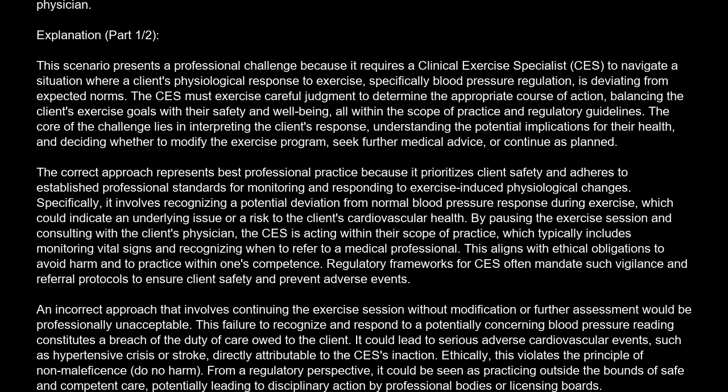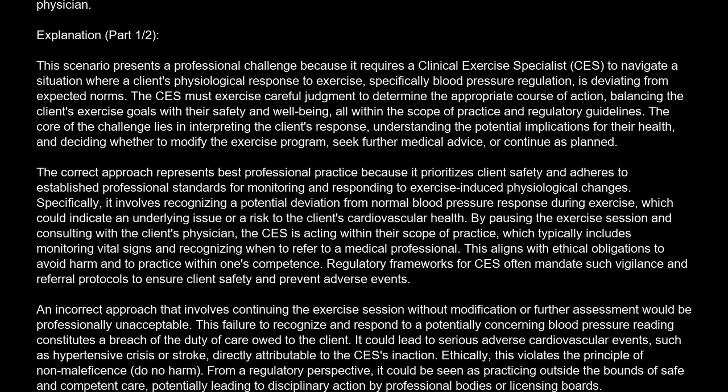The core of the challenge lies in interpreting the client's response, understanding the potential implications for their health, and deciding whether to modify the exercise program, seek further medical advice, or continue as planned. The correct approach represents best professional practice because it prioritizes client safety and adheres to established professional standards for monitoring and responding to exercise-induced physiological changes.